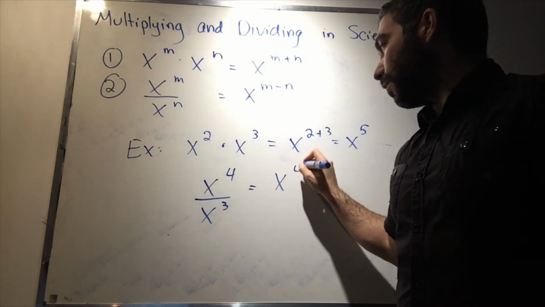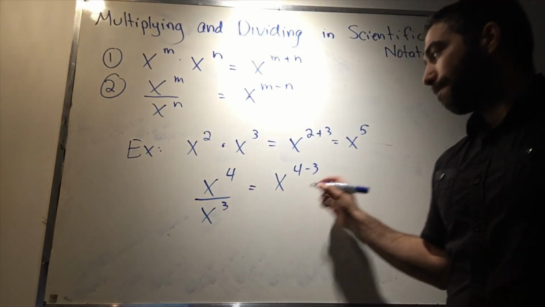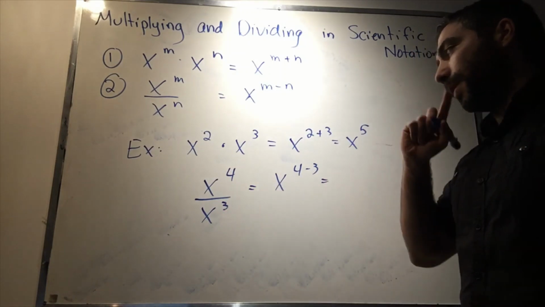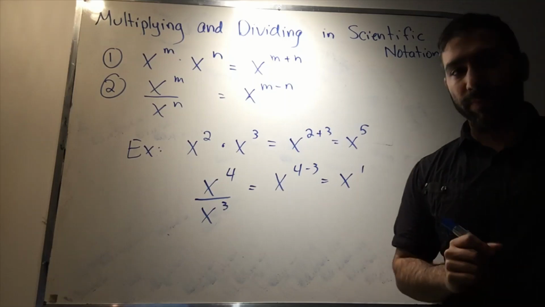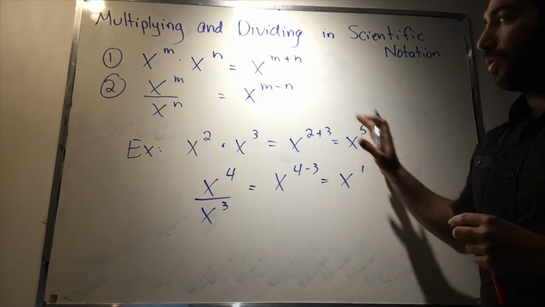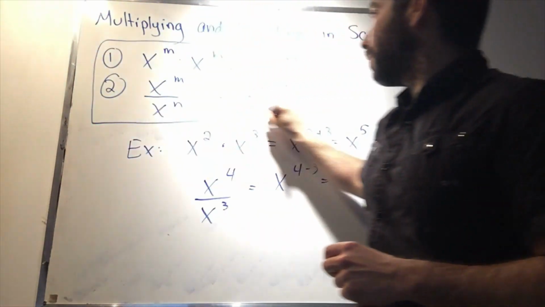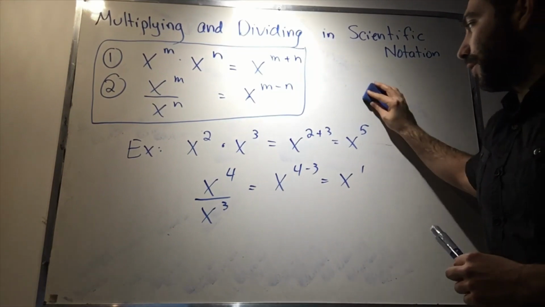So it's x to the 4 minus 3. And when you're subtracting, it's always the top exponent minus the bottom exponent. Okay. So the exponent in the numerator minus the exponent in the denominator. And that gives us x to the 4 minus 3, which is x to the 1. Okay. So keep this in mind, we have to use both these properties when multiplying and dividing in scientific notation.